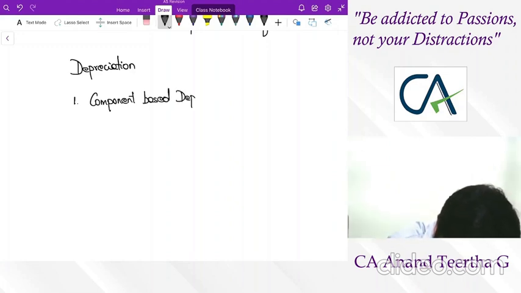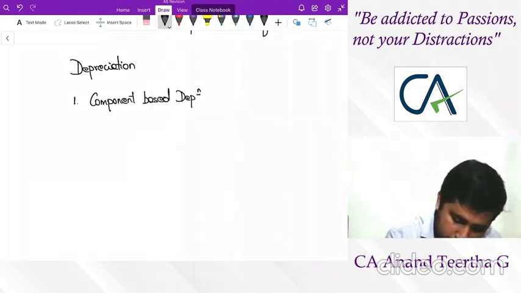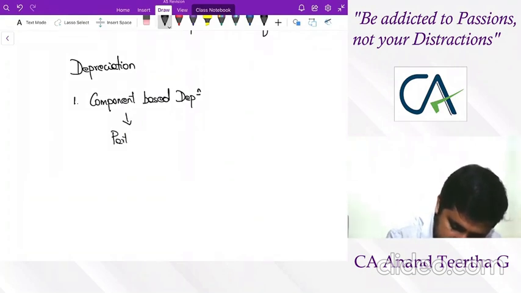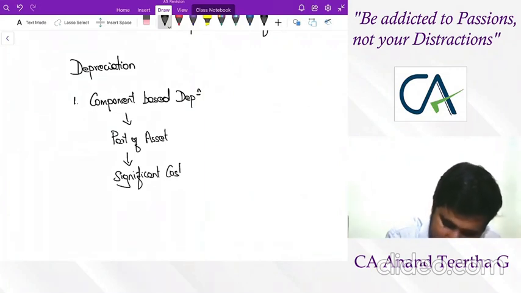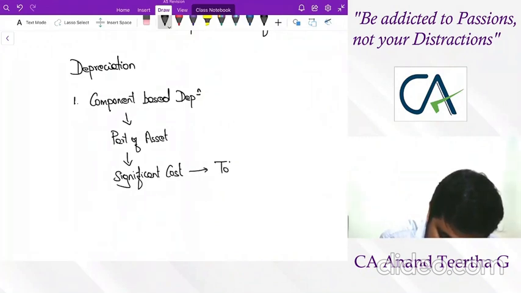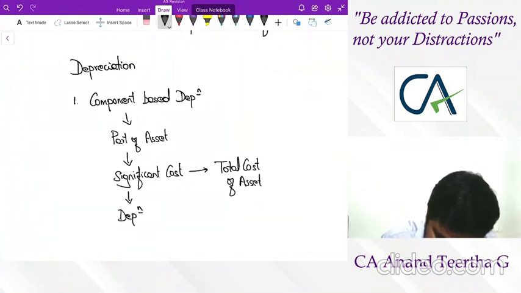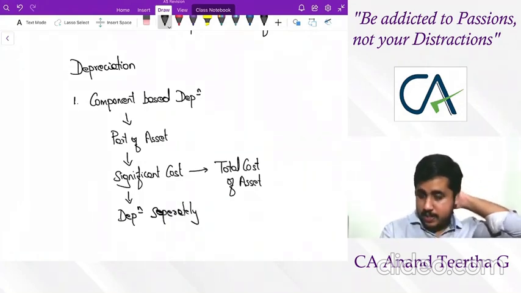Now, what do we mean by component based depreciation? If part of an asset has significant cost as well as nature, compared to the total cost of the asset, at that time this part is depreciated separately. We call them component based depreciation.